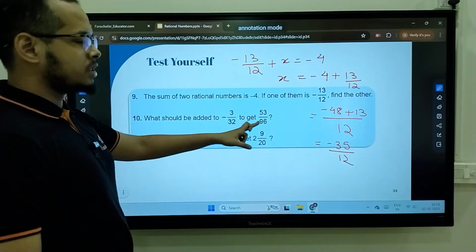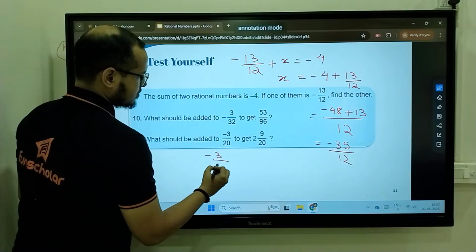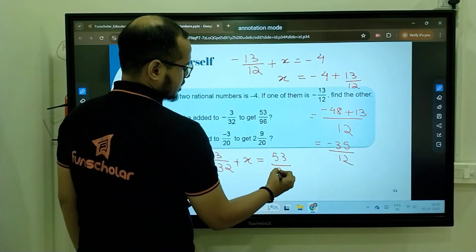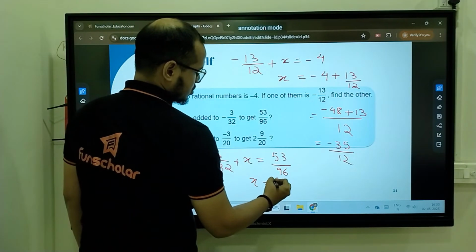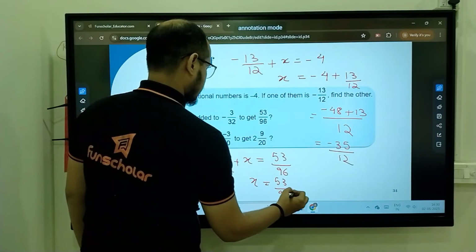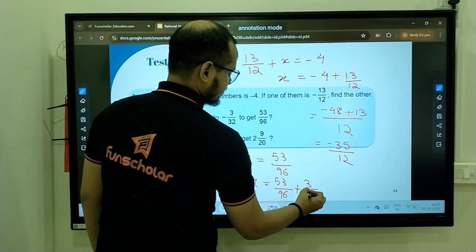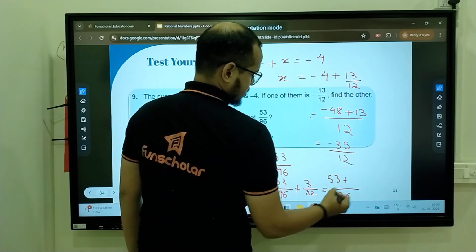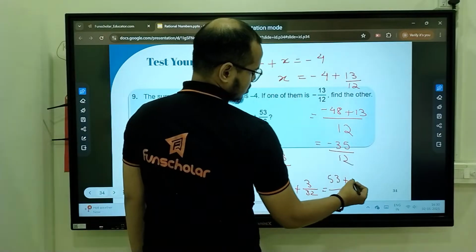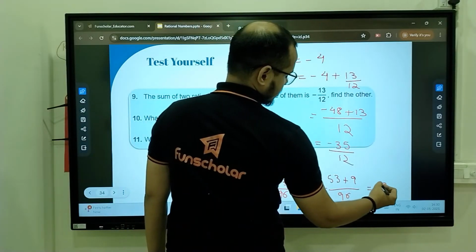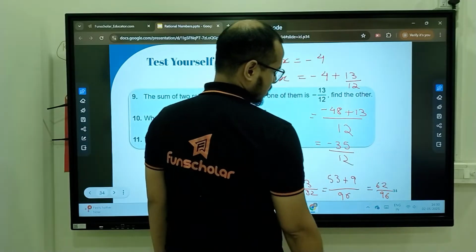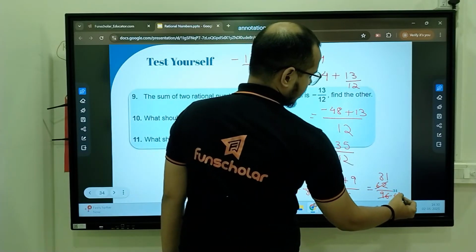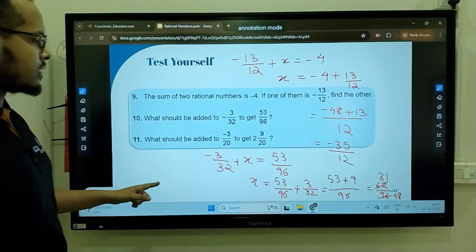Second, what should be added to this to get this? So minus 3 by 32 plus something will give us 53 by 96. So x is equal to 53 by 96 plus 3 by 32, LCM 96. So 53 plus this will be into 3, so 9, 62 by 96. We can keep the answer like this, or 31 by 48 in the simplest form. Done with the second one.